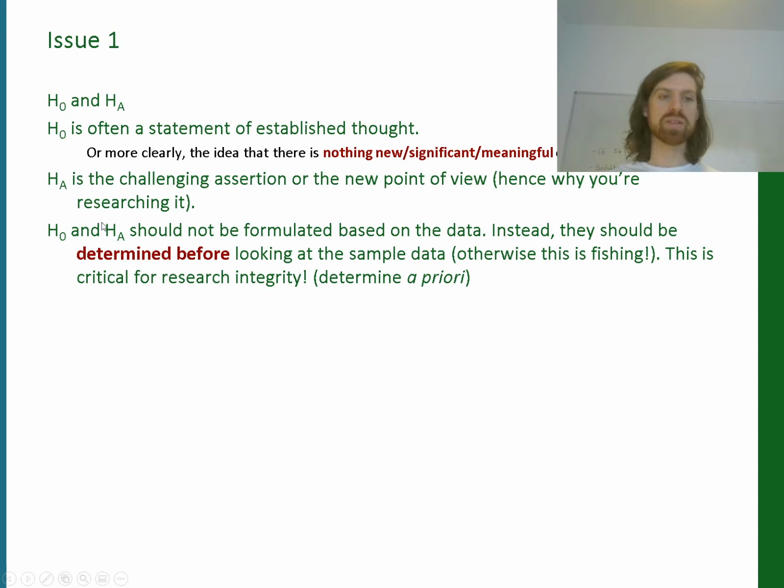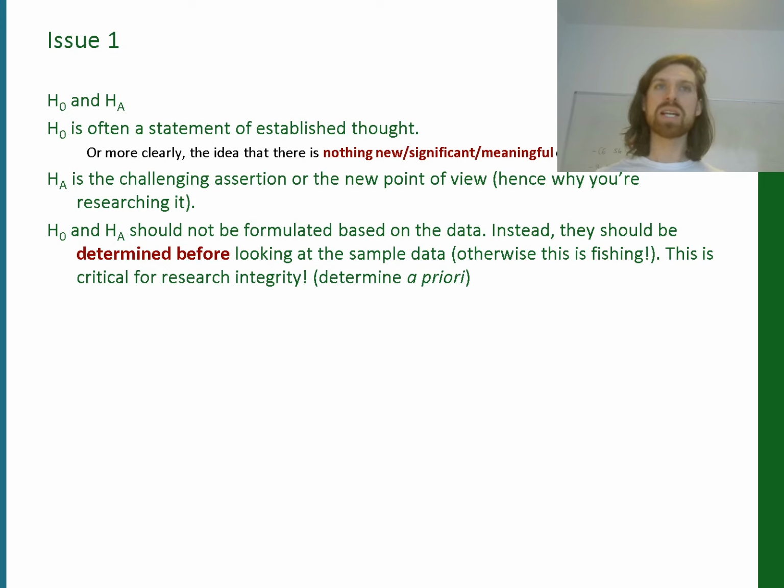The null hypothesis and the alternative hypothesis should not be formulated based on the data, so this is really key. This is a research integrity issue. Instead, they should be determined before looking at the sample data, okay? Otherwise, this is fishing. It's really incredibly bad academic practice. So before you look at the data, you need to make up your mind as to how you think the null hypothesis and the alternative hypothesis should be formed. And then later on, you are able to judge whether they are right or wrong.